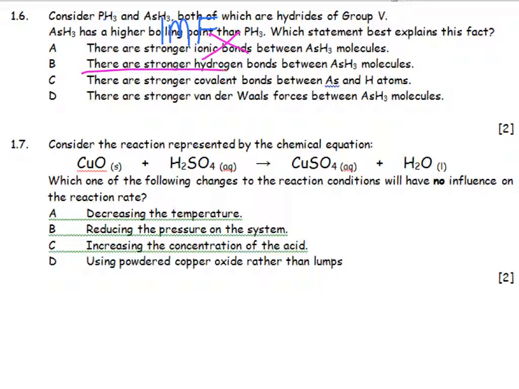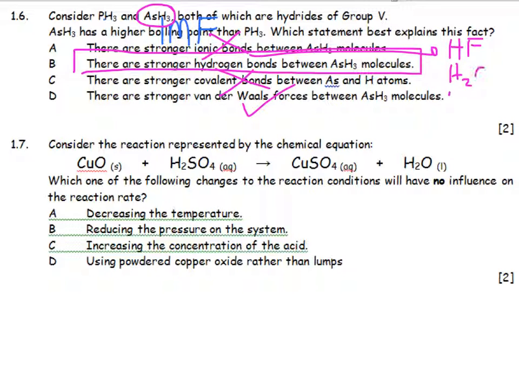Hydrogen bonds are a possibility because we are considering an intermolecular force, and a hydrogen bond is actually an intermolecular force. Covalent bonds are not an intermolecular force. Van der Waals forces seem like quite a good idea. If there are stronger van der Waals forces, that means there will be a higher boiling point. So that looks like a very good idea. But what about this one over here? You remember that hydrogen bonds actually only exist between hydrogen fluoride, water, and ammonia, and not between these two molecules over here. So the correct answer is D.